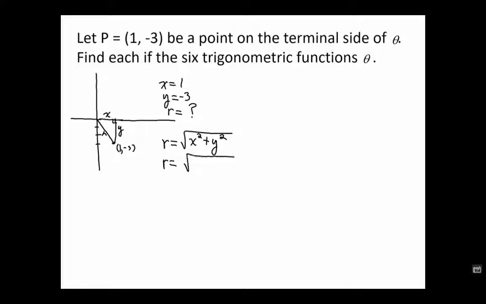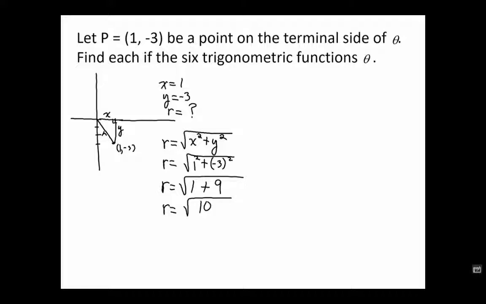We have the square root: x squared is 1, so we have 1 squared plus y squared. Y is -3, and -3 squared is 9. So r is the square root of 1 plus (-3) squared, which is 1 plus 9, or 10. So r is the square root of 10.